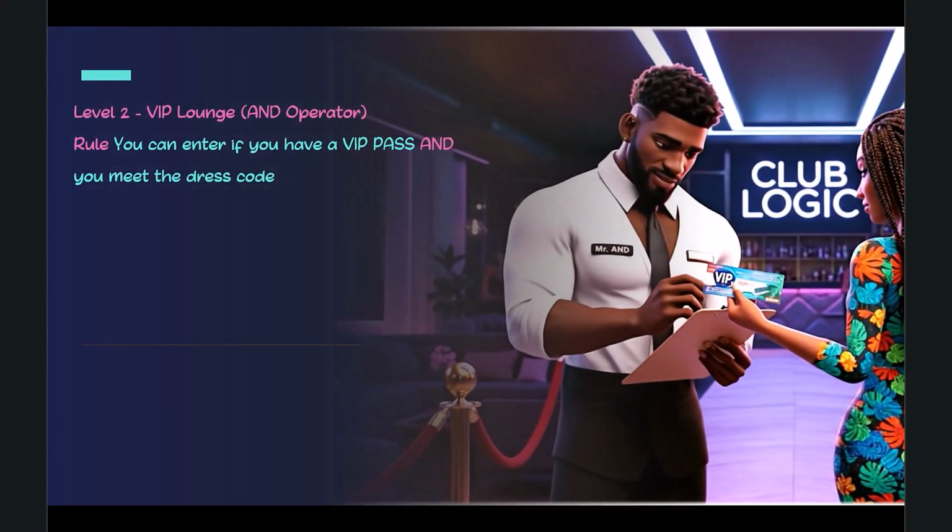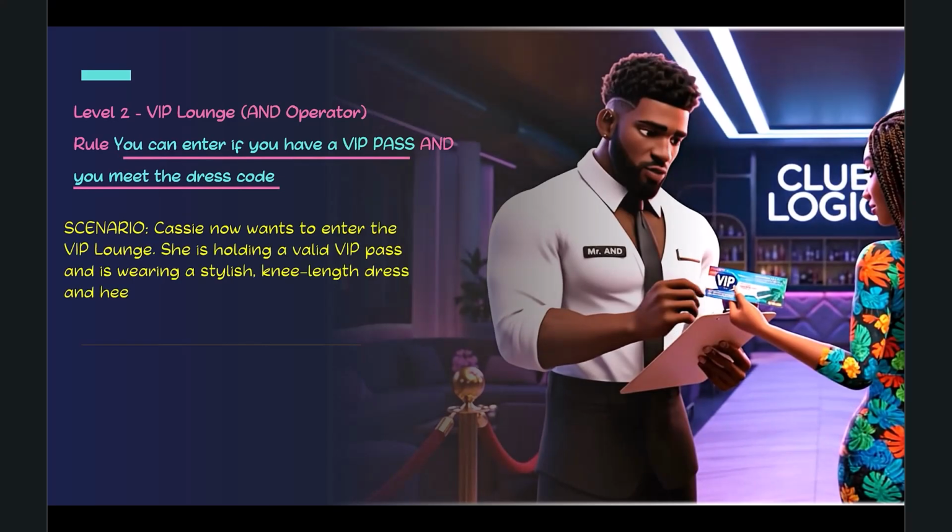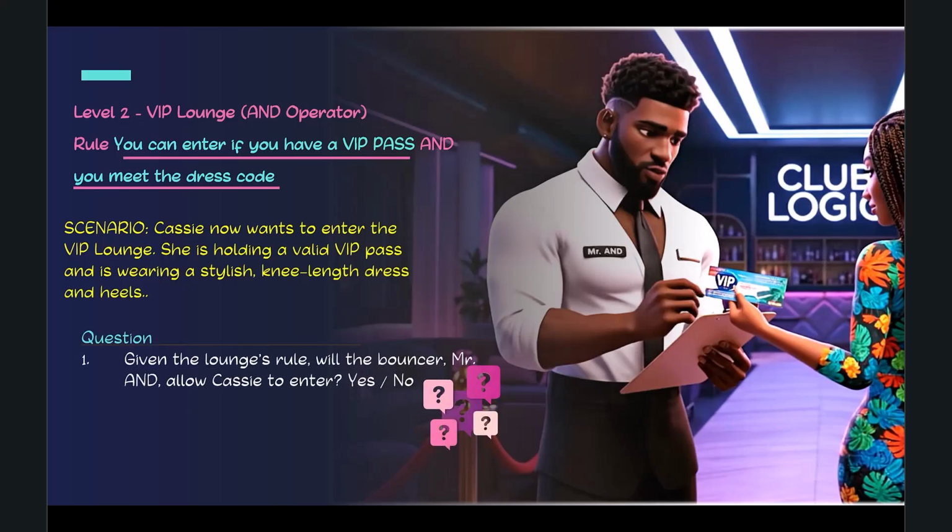And attire meet the requirements. Our level 2 VIP lounge with the AND operator, the rule is you can enter if you have a VIP pass and you meet the dress code.